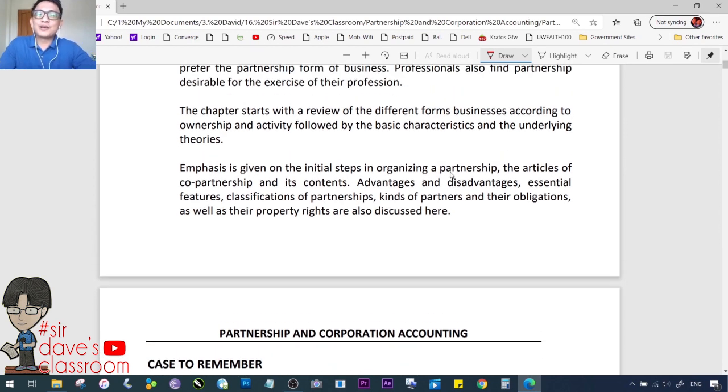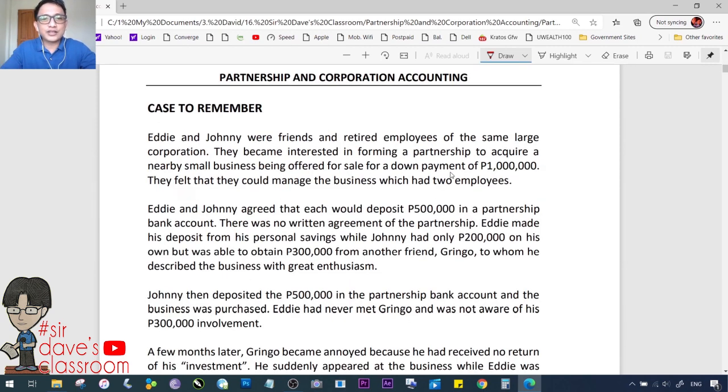Okay? Pagka kayo ay nagkakaroon ng recitation, what are the advantages, disadvantages, essential features, classifications. Then magbi-mention yung teacher mo ng description of a kind of partner. Then i-identify mo kung anong klaseng partner yon. Alright? And others. So you have here a case to remember.